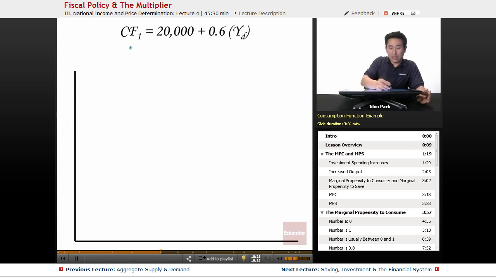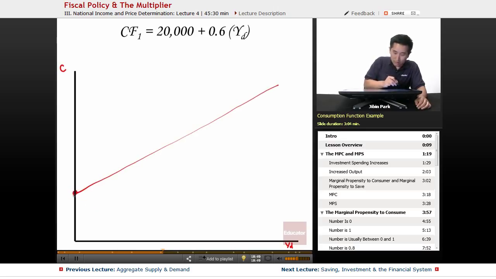So let's take a look. How's it going to look on a graph? CF1 equals $20,000 plus 0.6 YD. So let's label this as YD, your disposable income, and here's the consumption function, or your consumption. Let's go ahead and draw it like this. It's going to be a graph like this. What is this going to be here? If your disposable income is 0, then your consumption is $20,000.